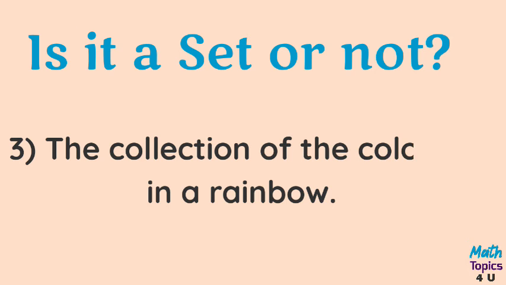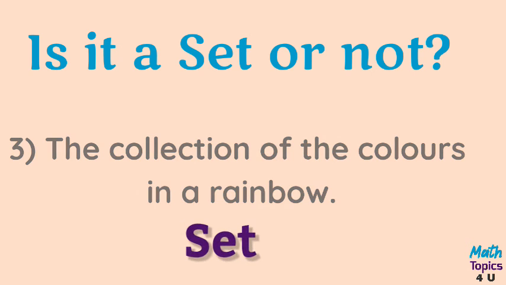The third example is the collection of the colors in a rainbow. In the given statement, the colors of a rainbow can be easily identified. So the given collection is well defined. So it is a set.